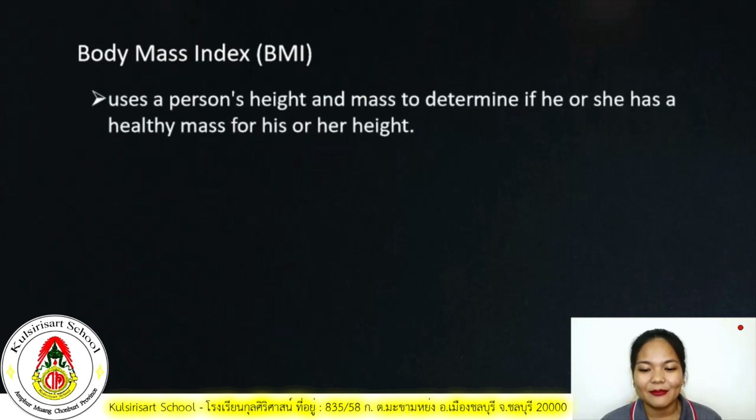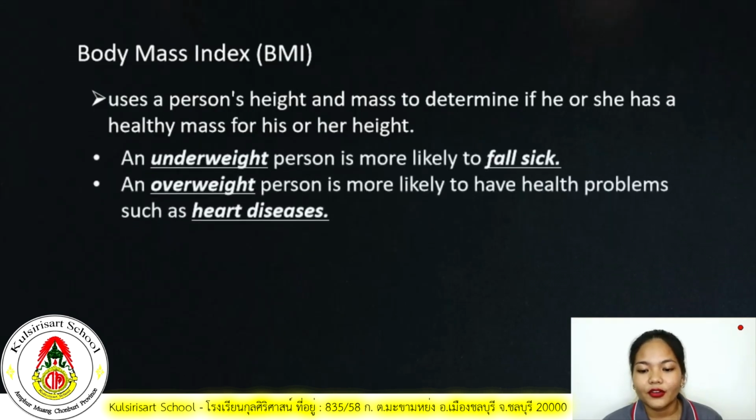Okay, so when we say body mass index, it uses a person's height and mass. When we say mass, our weight, to determine if he or she has a healthy mass for his or her height. Furthermore, an underweight person is more likely to fall sick, and an overweight person is more likely to have health problems such as heart disease. Again, BMI uses a person's height and weight in order to determine if he or she is healthy for his or her mass and height.